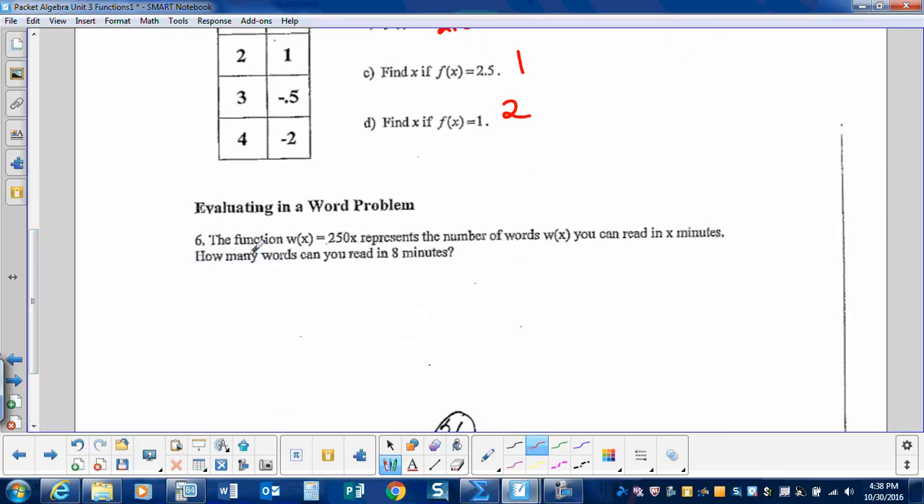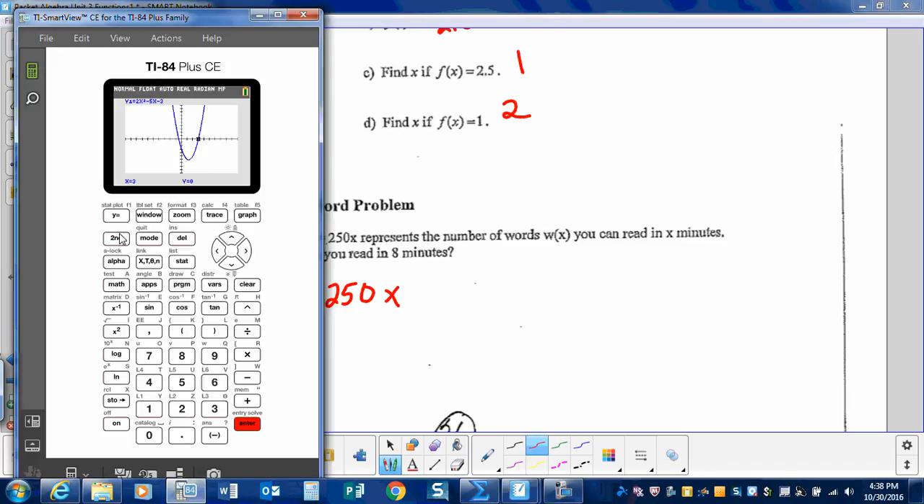Evaluating in a word problem, the function w of x is equal to 250x represents the words w of x you can read in x minutes. So how many words can you read in 8 minutes? In x minutes. So w of 8 is equal to 250x. So 250 times 8 is 2,000.